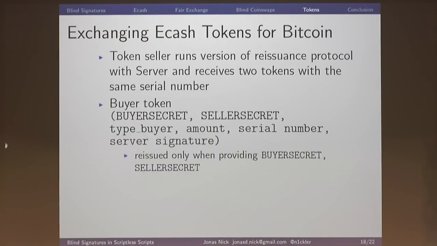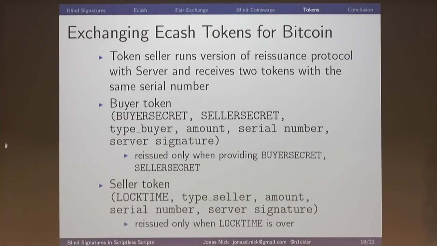And one of these tokens is the buyer token, which is similar to before, except that it also encodes a buyer secret only known to the buyer, and a seller secret at the beginning only known to the seller. And this token is only reissued by the server when you prove the knowledge of the buyer secret and also of the seller secret. And then there's the seller token, which is similar to before, except that it also has a lock time. So this is only reissued by the server when the lock time is over.